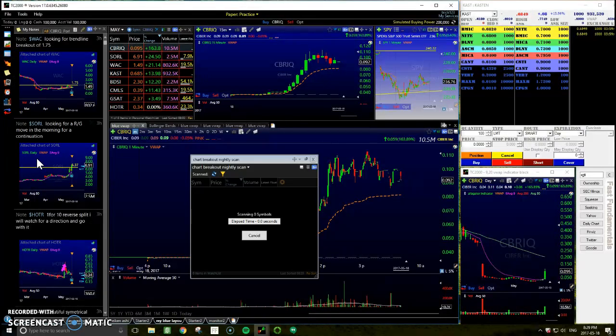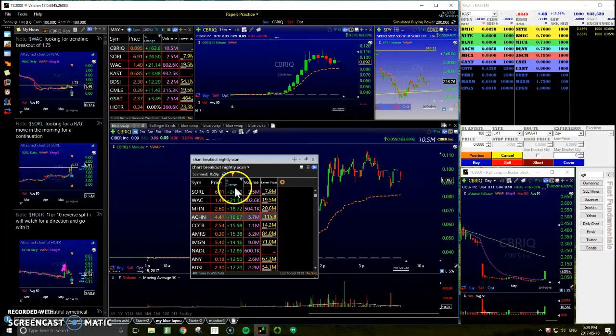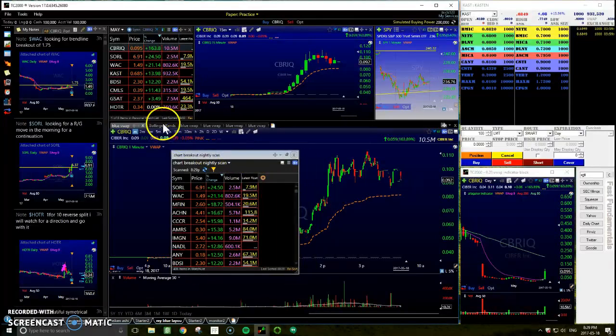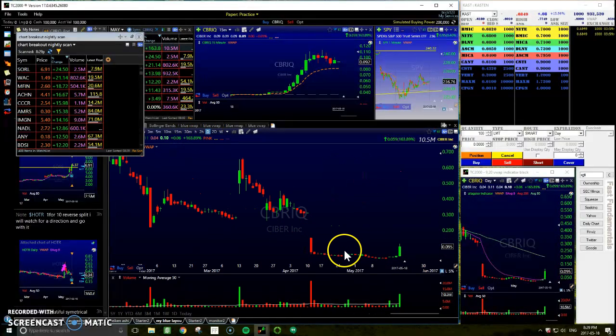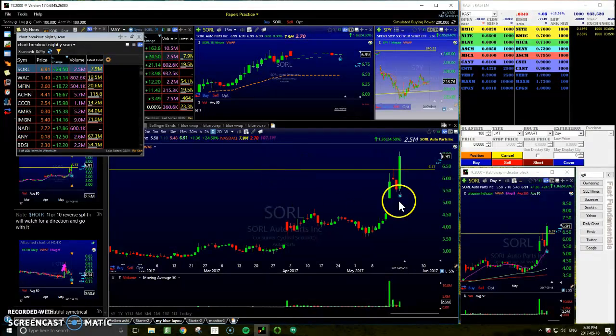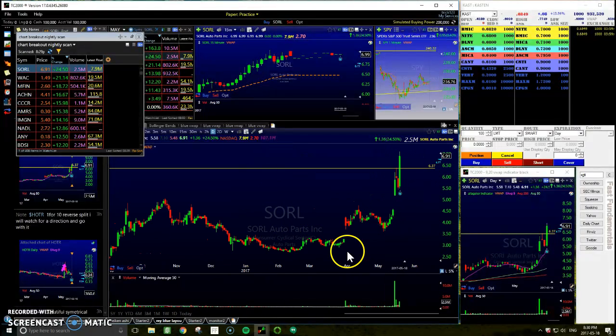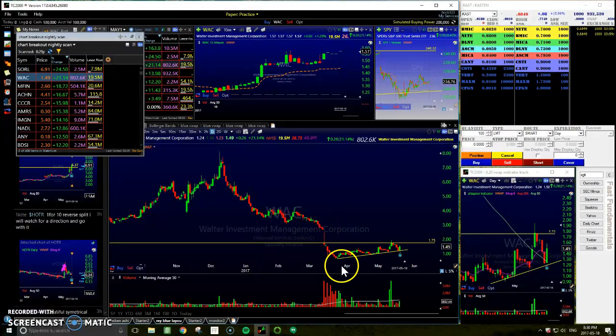Ooh, this one right here, my chart breakout nightly scan. This is the one that I use on a daily basis to look for breakouts and breakout patterns, stuff that has either broken out or is consolidating. This is perfect right here. This is actually off my watch list as well, WAC. You see this ascending triangle? This is the type of pattern that I look for, either a swing trade or a day trade. This is great, and this is the type of stuff that pops up in this scan.